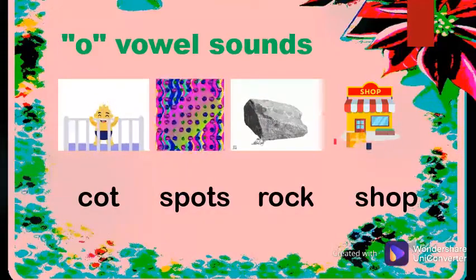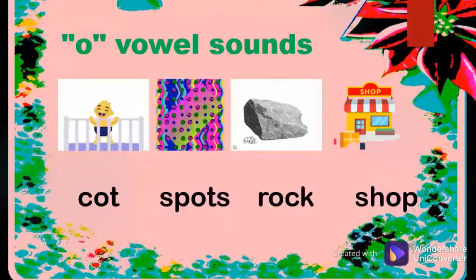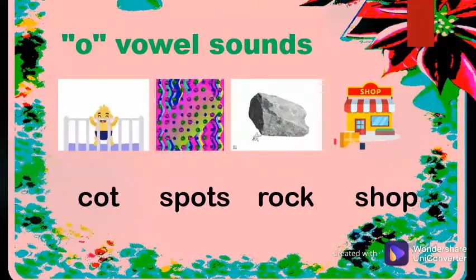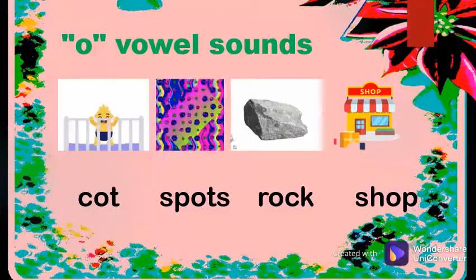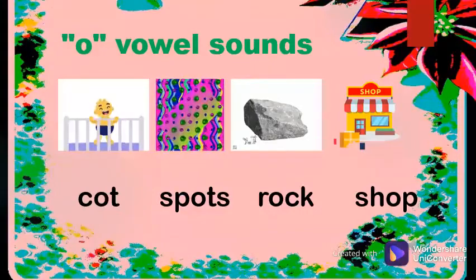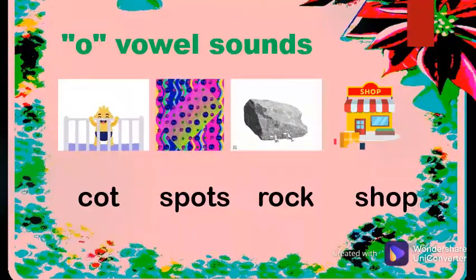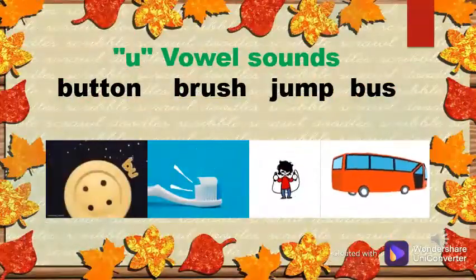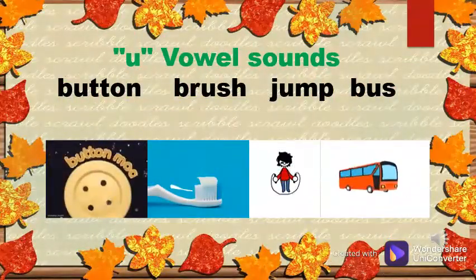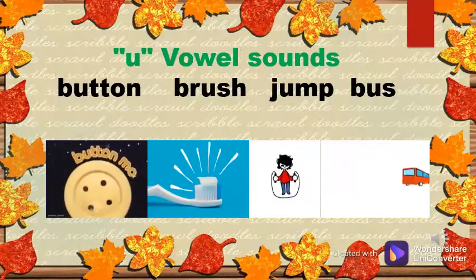Then shop, S and H making together one sound, sh, o, p. S-H-O-P, shop. So these are the new words of O vowel sounds. Now move to page 16. U vowel sound words.